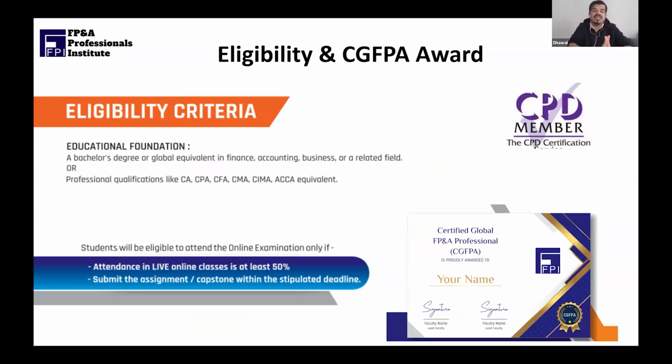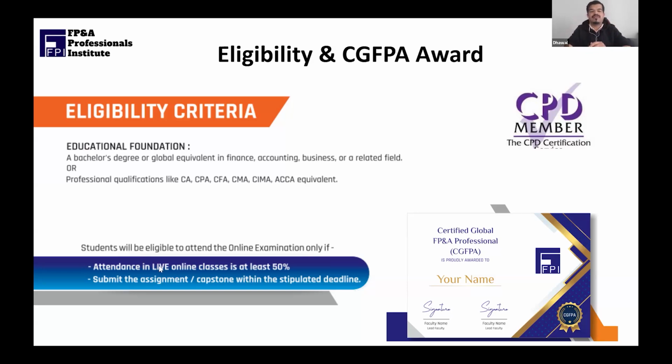So what is the eligibility for the CGFPA program? You need to either have a bachelor's degree or equivalent in finance, accounting or business, or you need to have any of the professional qualifications like CA, CPA, CMA, CFA, all of these things, right? So again, we don't claim to be a substitute for your primary qualifications, but in fact, we are a supplement for your primary qualifications.